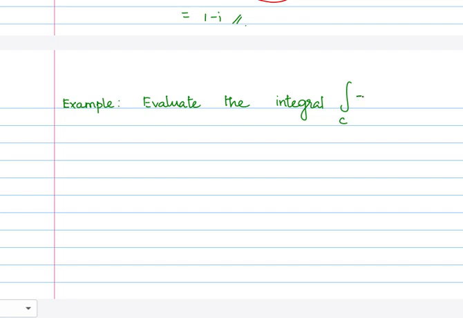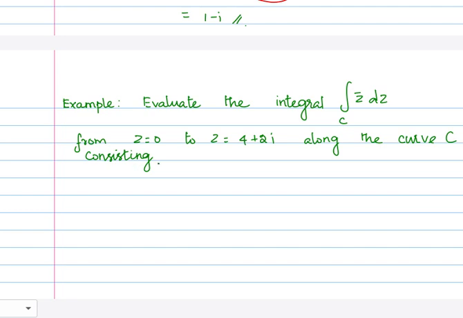Evaluate the integral over C of z bar times dz from the point z equal to 0 to z equal to 4 plus 2i along the curve C. The curve C consists of, first, the line segment from z equal to 0 to 2i.